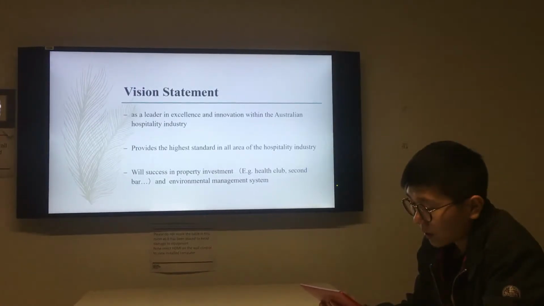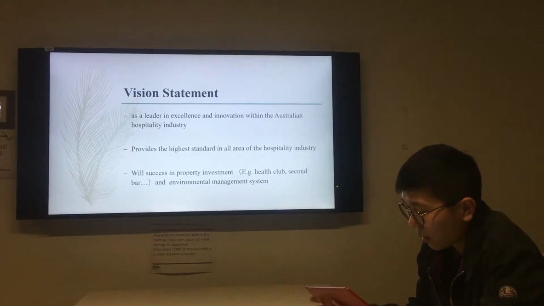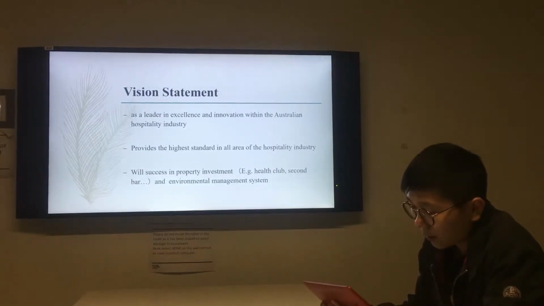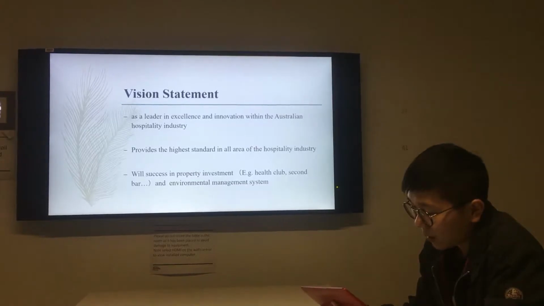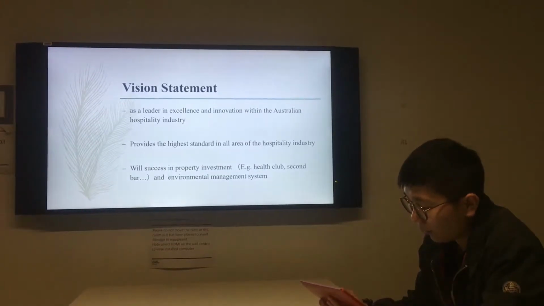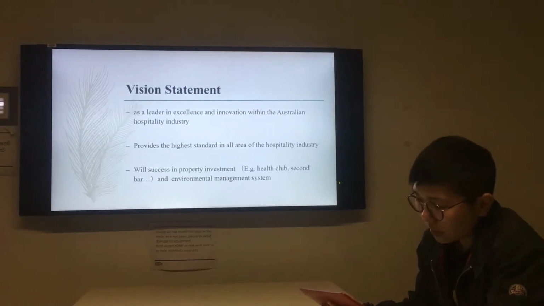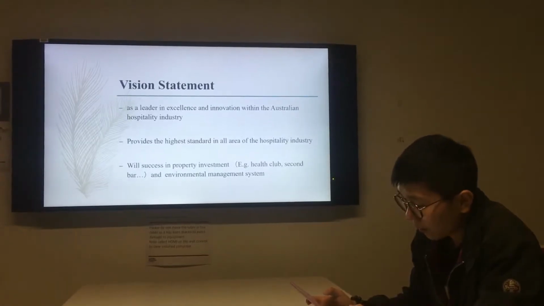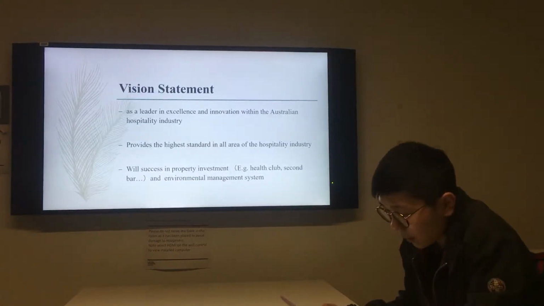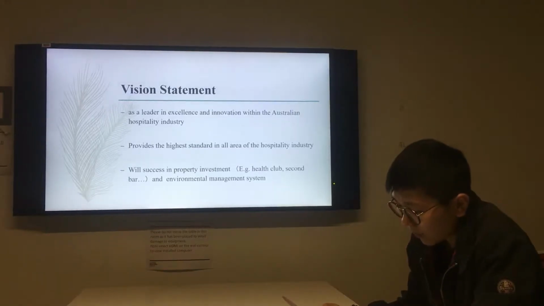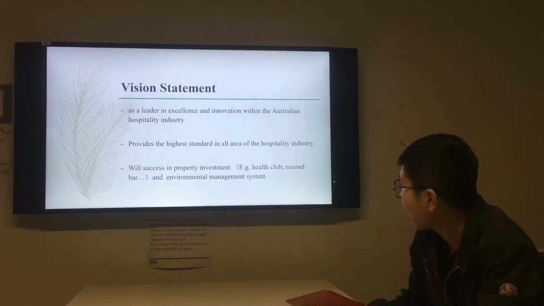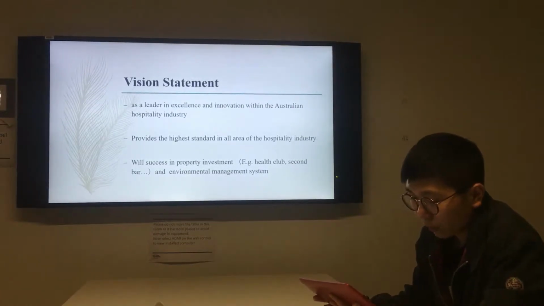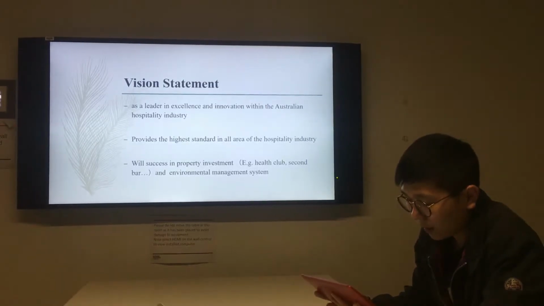Our hotel will be recognized as a leader in excellence and innovation within the Australian hospitality industry, providing the ultimate hospitality experience within an affordable, world-class resort lifestyle that reflects the pride and professionalism of our team. Our team will carry high standards in all areas of our hotel, and will also provide education and recognition as well.